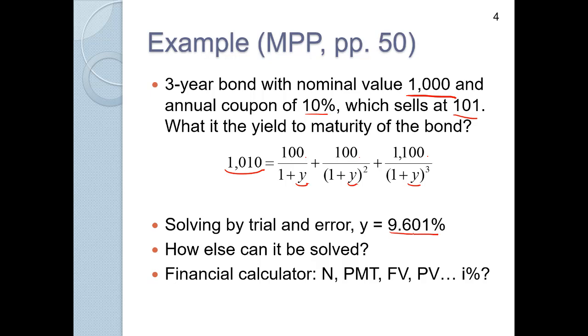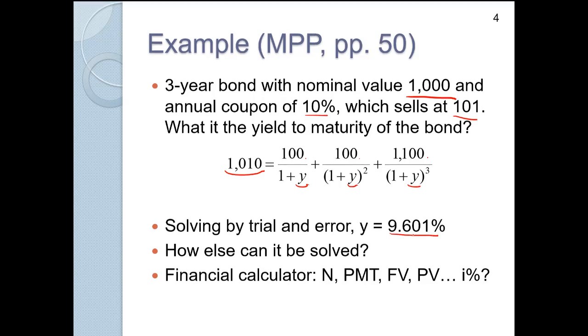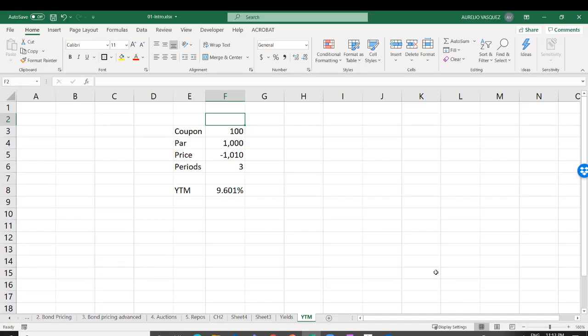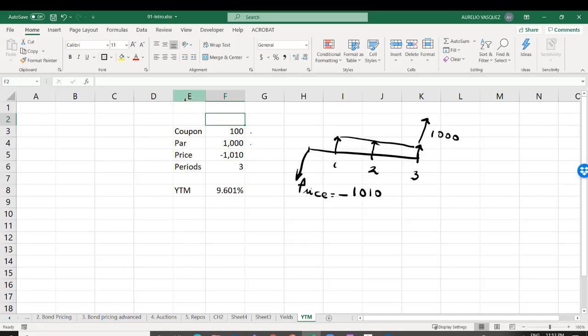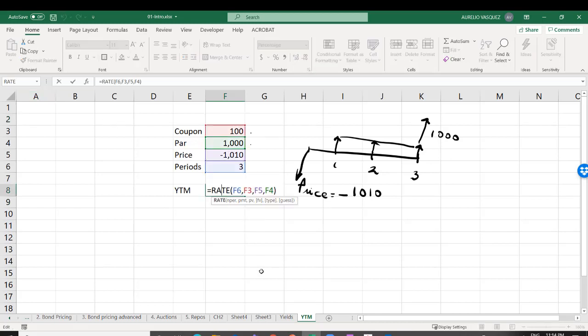9.601%. Another way to solve this is with a financial calculator. You can also solve this problem in Excel, and then you have to put also the number of periods and use this formula RATE, where you put the number of periods, the coupon, the par, and the price, and it's going to return you the yield to maturity.